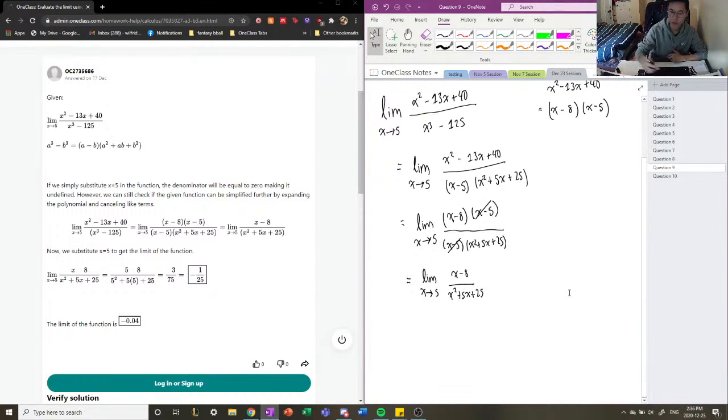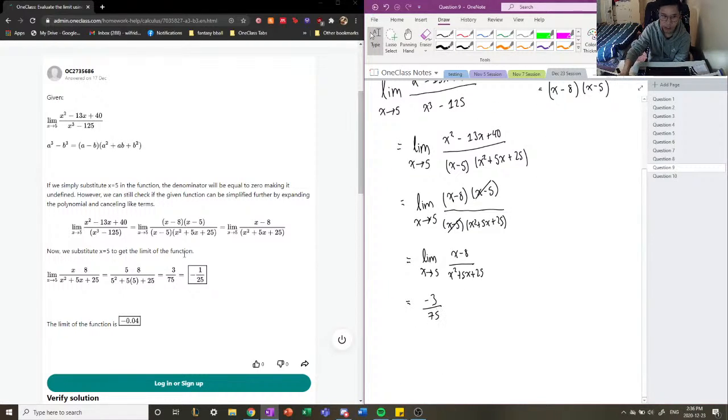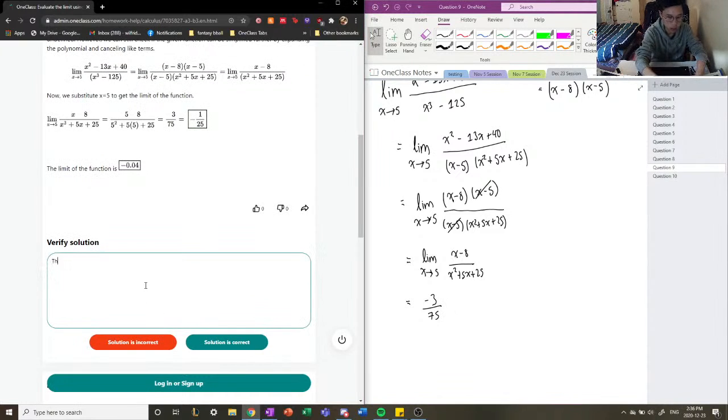Finally, let's try to plug in 5 now, right? If you plug in 5, our denominator is not equal to 0. It's actually equal to 25 plus 25 plus 25, which is 75. And the top is equal to negative 3. So now we have evaluated our limit, which is negative 3 over 75. So we now know that this function as x approaches 5 is equal to negative 3 divided by 75. So this solution is correct.